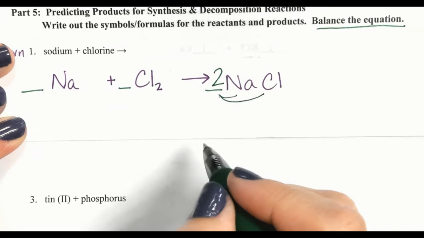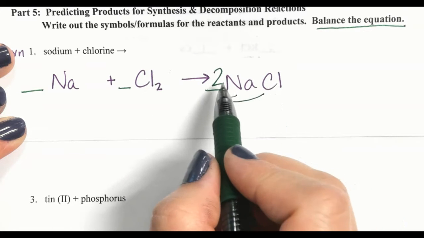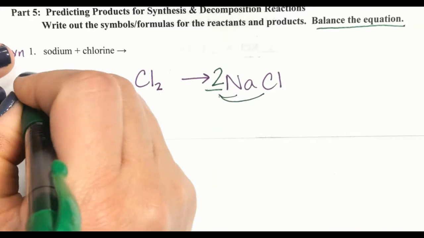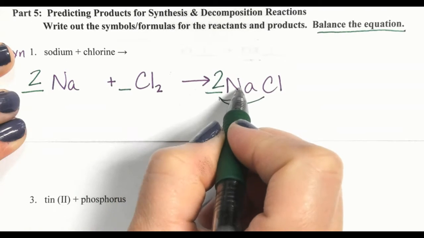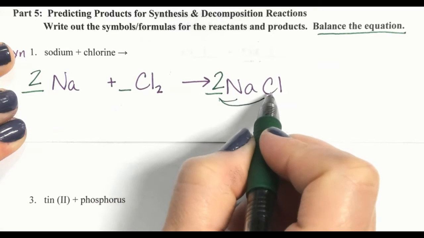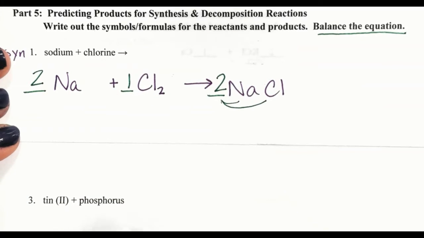So to fix it, I'm going to put a coefficient of 2 here, and that's going to give me 2 sodiums and 2 chlorines. So now we have 2 chlorine, but I have modified sodium. So let me go back and fix it by putting a 2 here. Now we have 2 sodium, 2 sodium, 2 chlorine, 2 chlorine. So this is balanced with a 2:1:2 ratio.